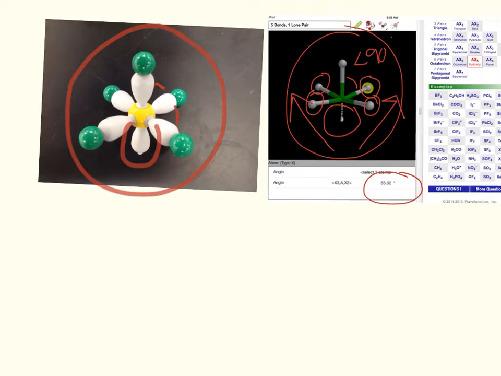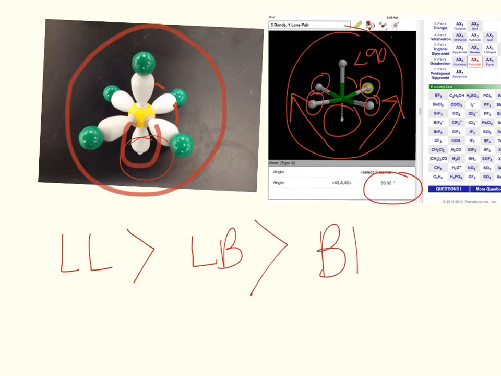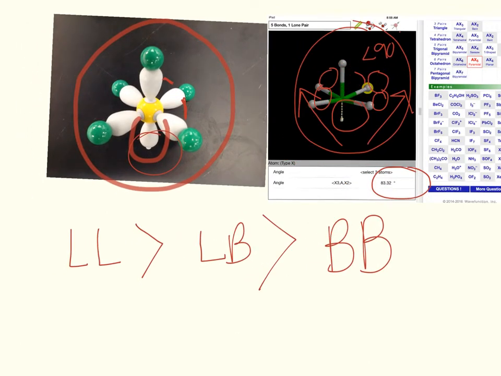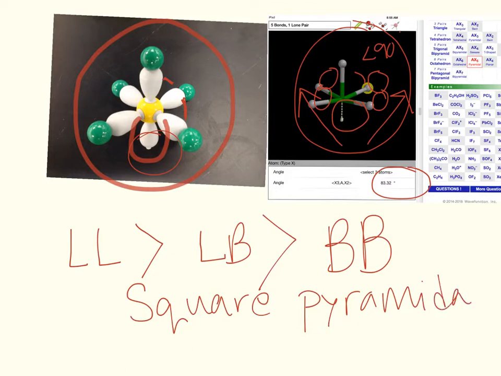And same goes for these right here. These will no longer be 90, and they're going to get smushed and closer together. And the only reason it happens is because of this lone pair. Lone pair lone pair repulsion is greater than lone pair bonding pair, and that is greater than bonding pair bonding pair. This shape would be called a square pyramidal. And it's called a square pyramidal for this very reason. I will show you.